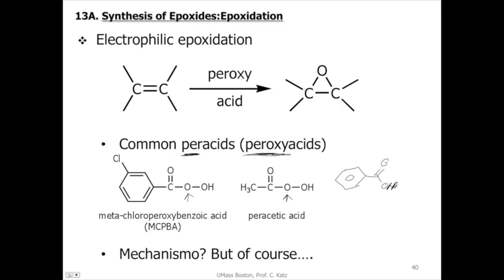Or peroxy acid, like MCPBA, or this peracetic acid. Acetic acid comes from the acetate ion right here. The per comes from this. So here's your peracetic acid right there, and here's your metachloroperoxybenzoic acid. The mechanism from this olefin to this peroxide is one of my favorites. You are going to love this.